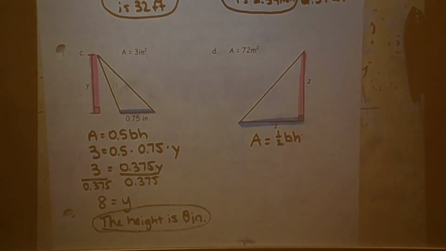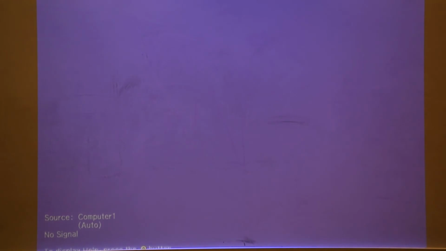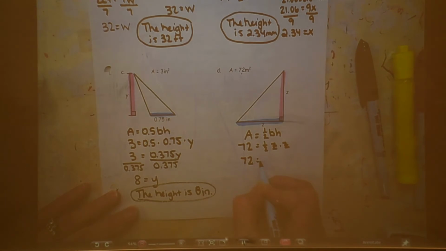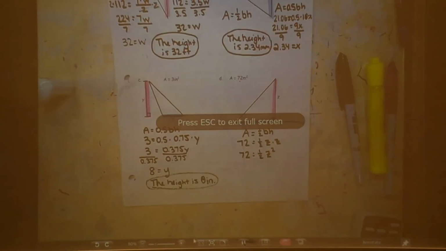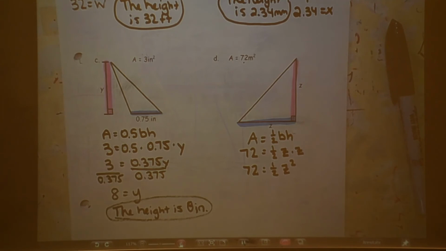Base times height, your call. Area we know is 72. 1/2 z times z. Really important on ones like these that you substitute those letters because they're the same letter. 72 equals 1/2 z squared. In order to get rid of that 1/2, you'd have to multiply by the reciprocal. Some people would look at this and say, oh, maybe I picked the wrong version. You could also go with 72 equals z squared over 2. That's going to work as well.